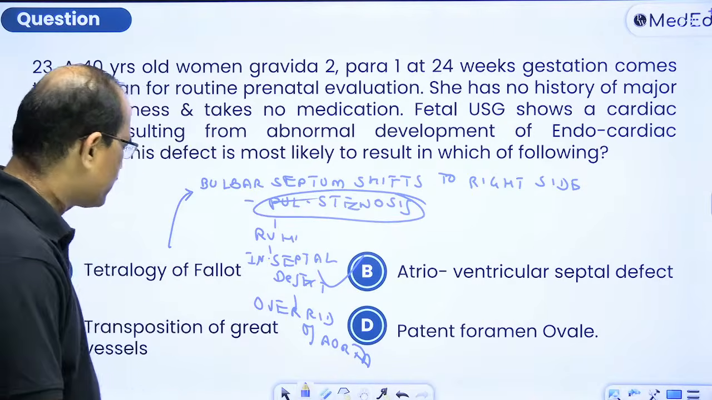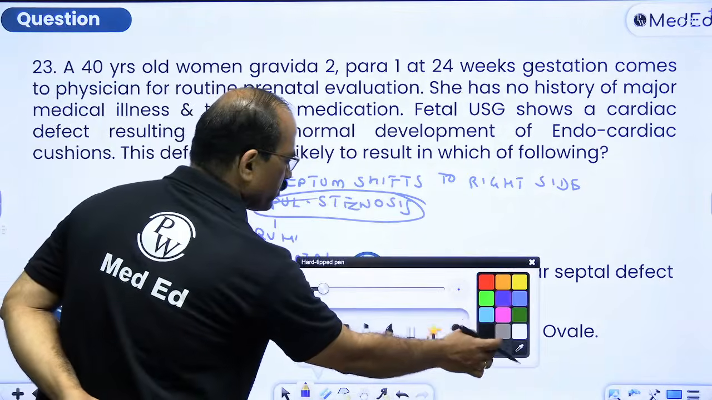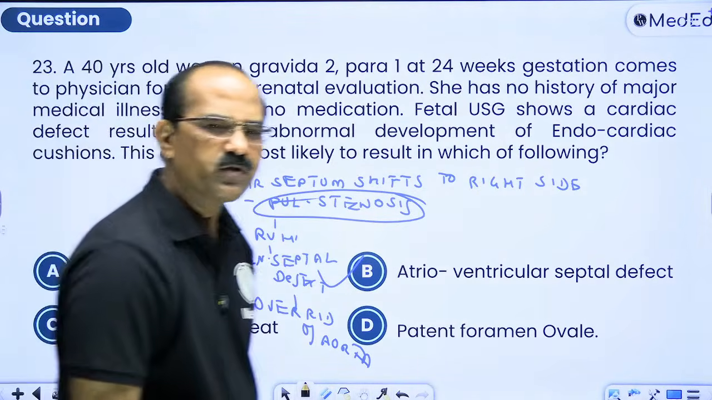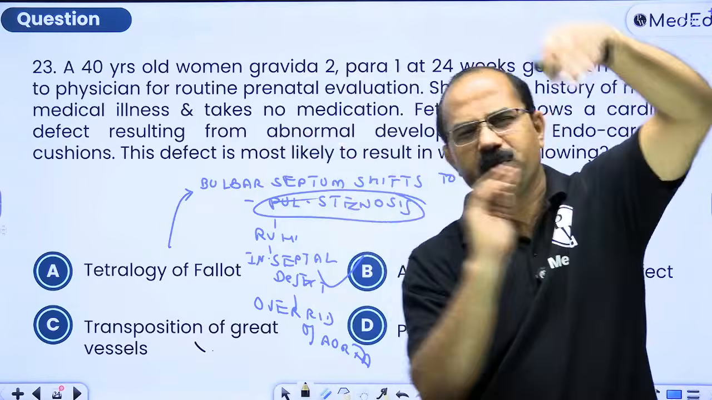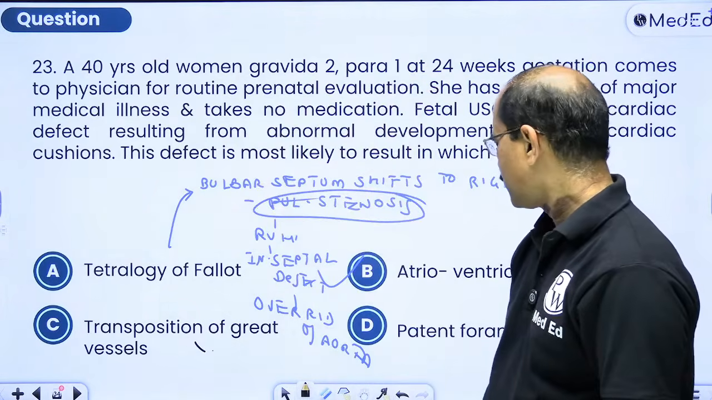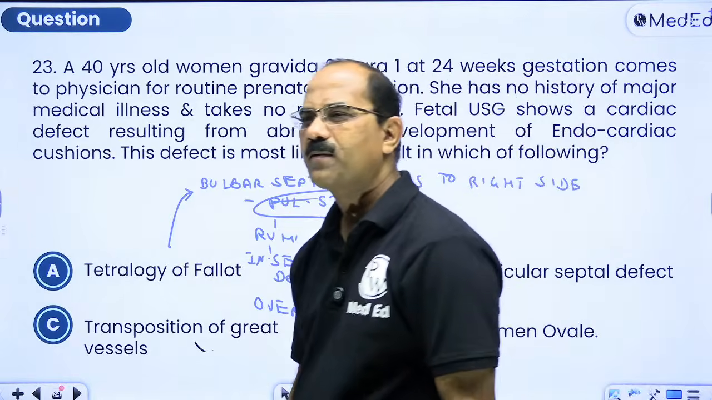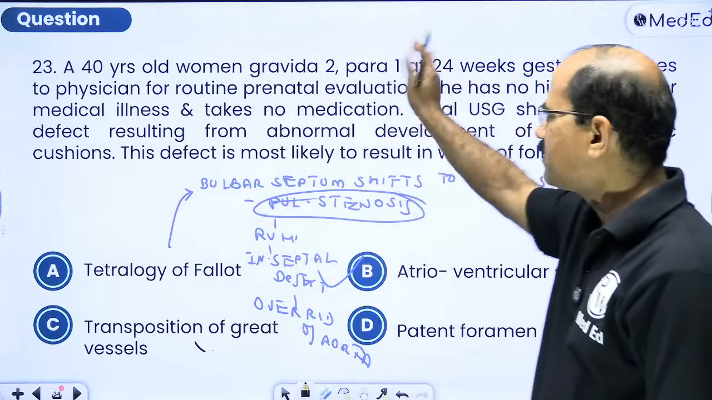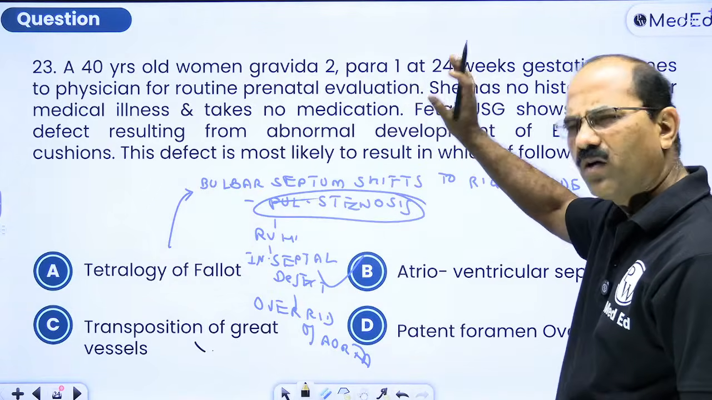Transposition of great vessels. Why does transposition of great vessels occur? Because of improper spiraling of the septum. When does TGA, transposition of great vessels, occur? Because of improper spiraling of the septum. If the septum does not spiral, transposition occurs. Fine. I hope this is clear. Remember this. This is a very important MCQ. It has been asked many times.